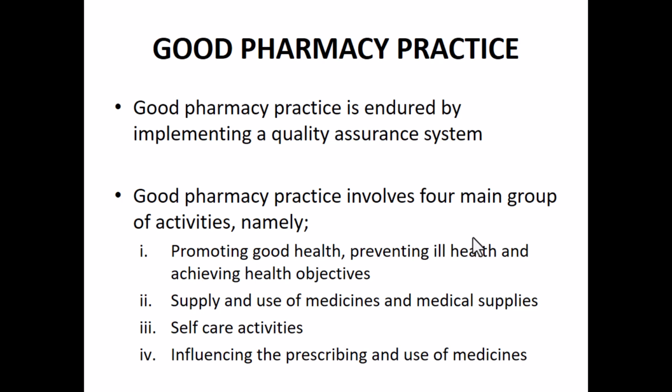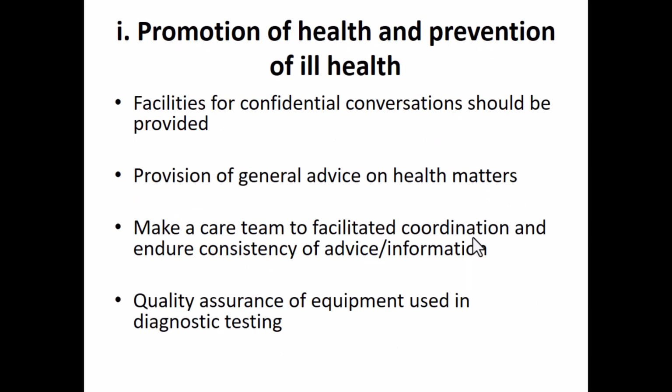You see that good pharmacy practice involves four main groups of activities. That is promoting good health, preventing ill health, and achieving health objectives. Supply and use of medication, and then self-care activities, and influencing prescribing and use of medicines. So how do you promote health and prevention of ill health? We see that facilities to have a confidential conversation should be provided. Like you need to have a private room where you can talk to the patients to look at that principle of privacy. Provision of general advice on health matters should also be carried out, and a care team made to facilitate coordination and ensure consistency.